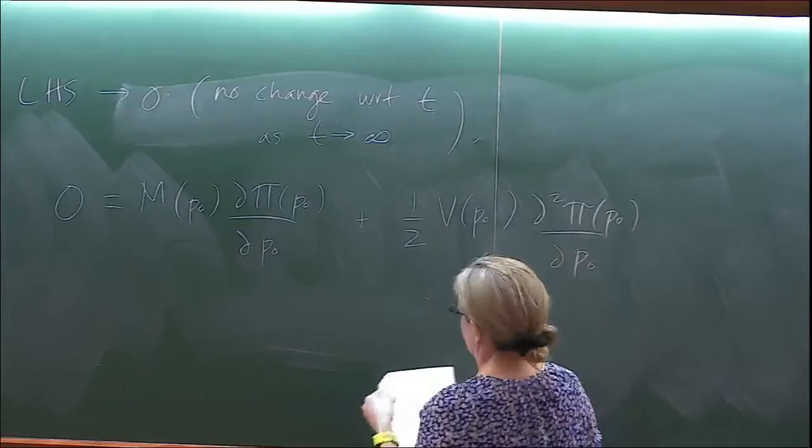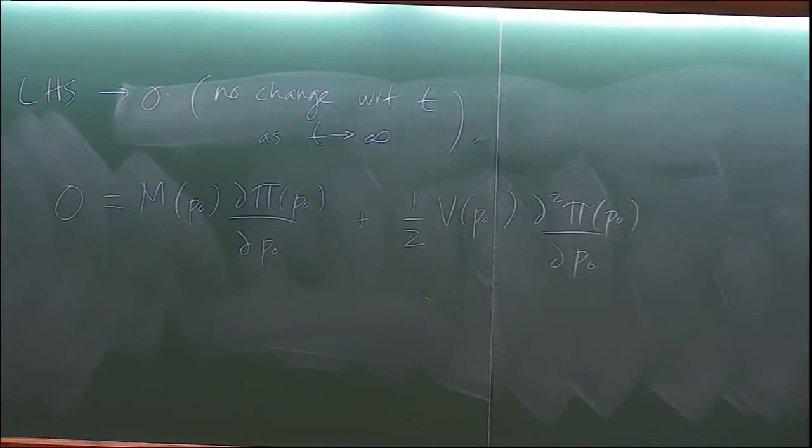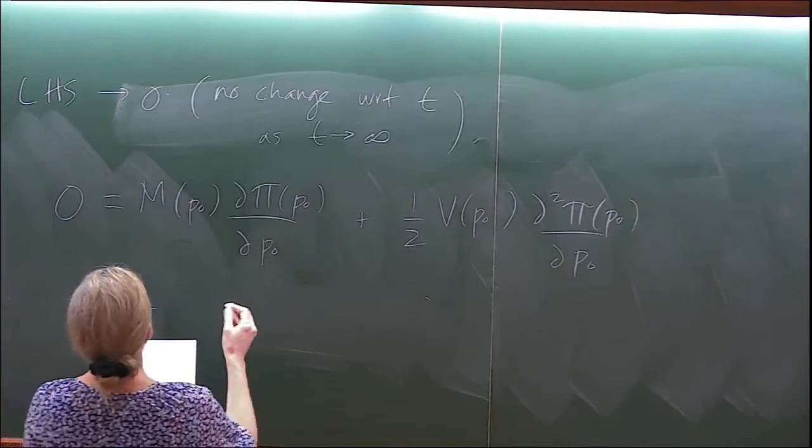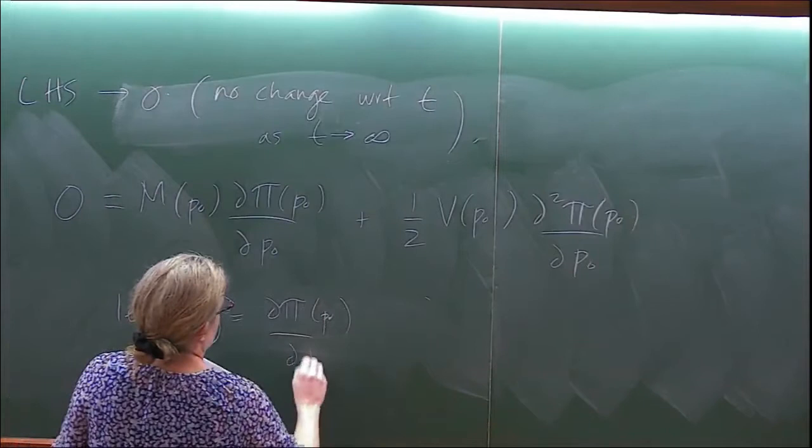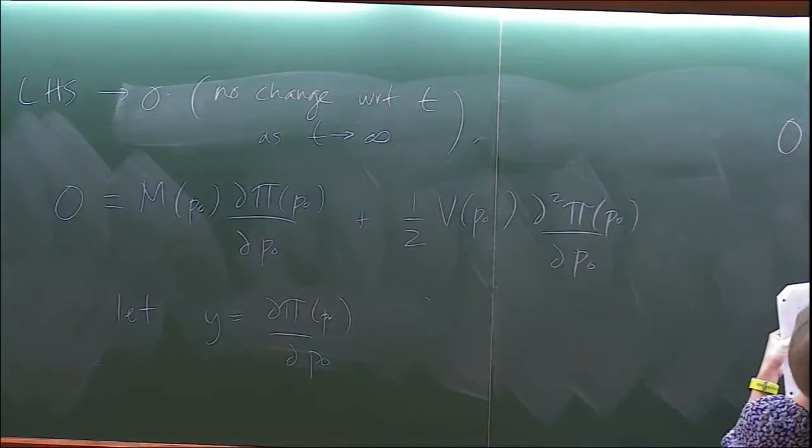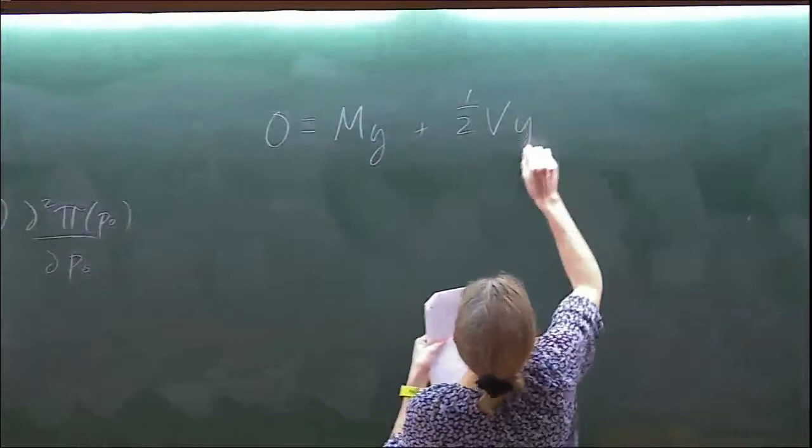And although that looks a little messy, we can easily solve that, right? Just to convince you, any biologist who happened to have done one course in ordinary differential equations could do this. We're going to let y equal dψ/dp0. And then you get 0 equals m y plus 1/2 v y prime. Prime is the derivative.